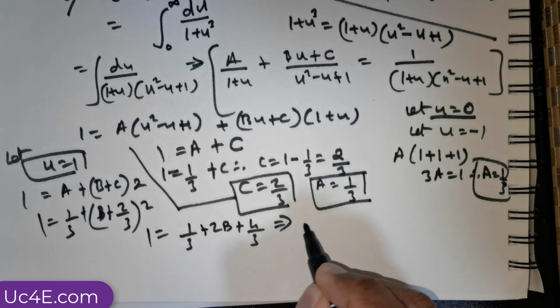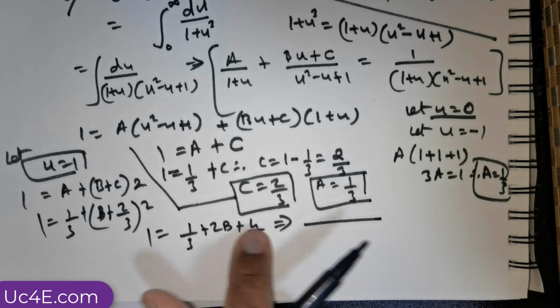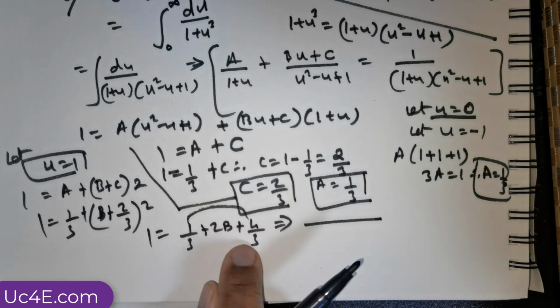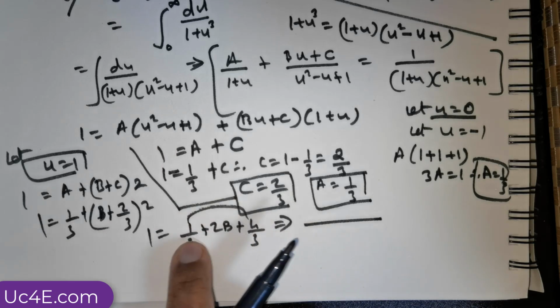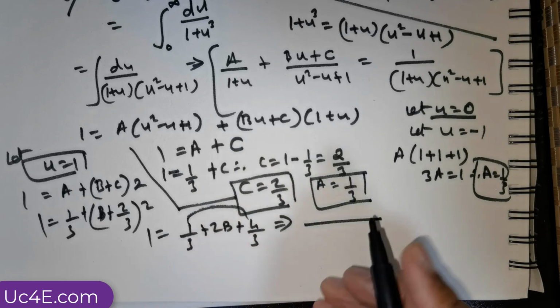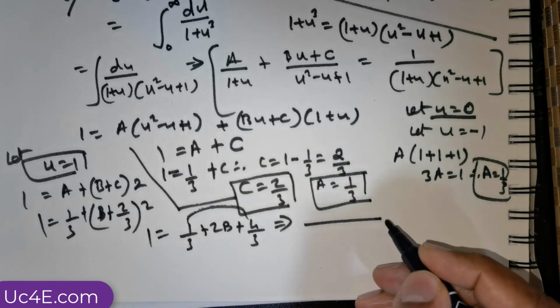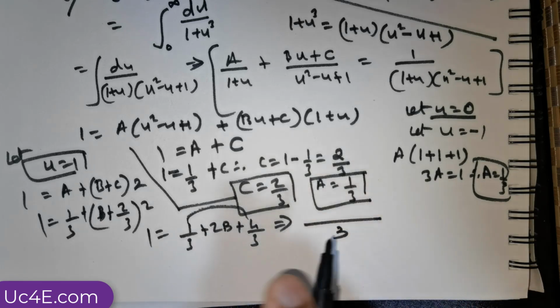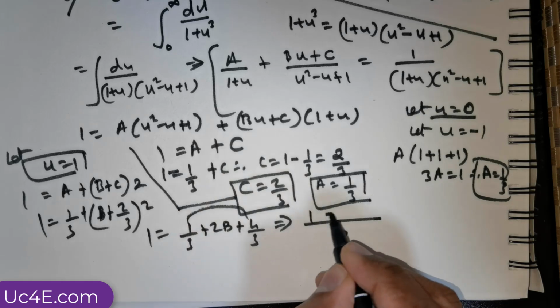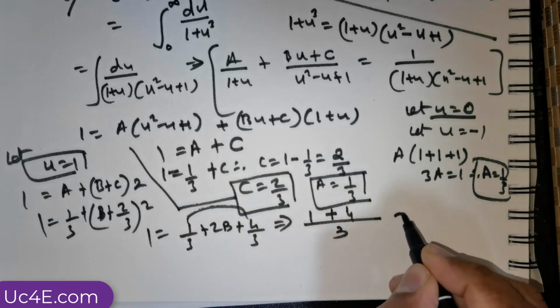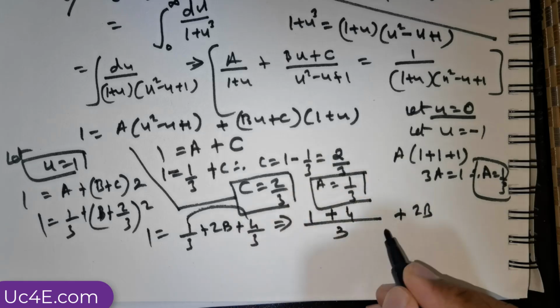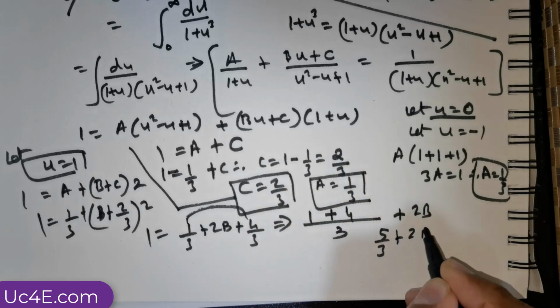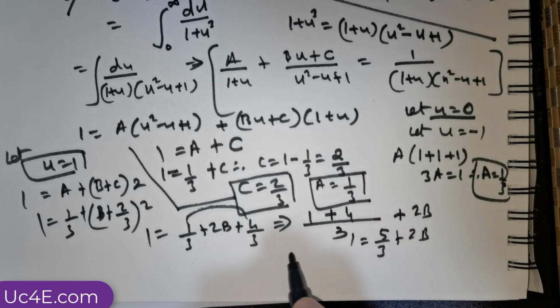Now if I take the LCM and add these, this is 1 over 3 added with 4 over 3. Taking the LCM, I get 1 added with 4, plus 2b. That's 5 over 3 plus 2b equal to 1. I move this 5 over 3 to the other side.